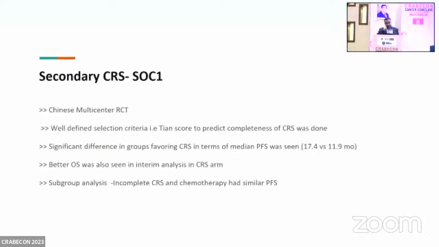The second trial was the SOC-1 trial. It was a Chinese multicentric trial. One of the advantages of the trial is that well-defined selection criteria were used, that is the TIAN score. It was very similar to the criteria used in the DESKTOP III trial, that is the AGO score. The trial showed a significant difference between the groups, and the OS favored secondary cytoreduction over chemotherapy. Better overall survival was also seen in the interim analysis of this trial. In the subgroup analysis, incomplete cytoreduction and chemotherapy had similar PFS.